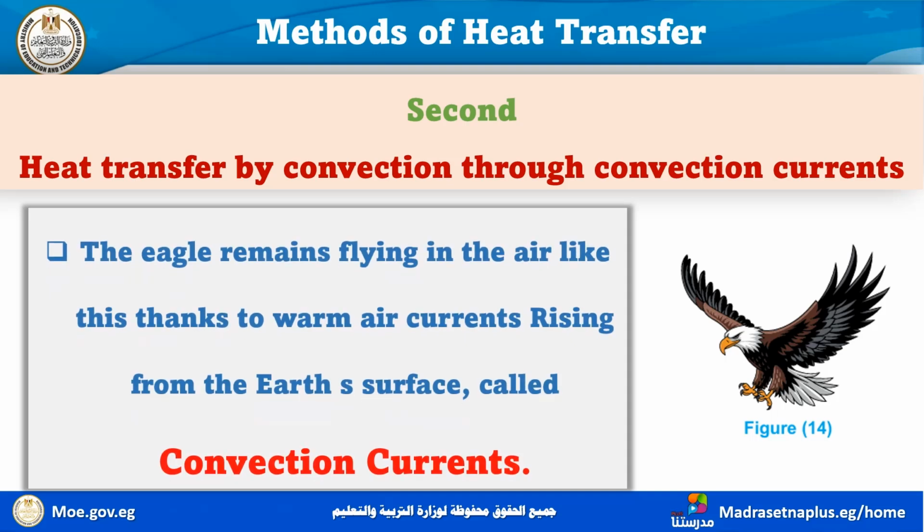wings? The eagle remains flying in the air like this thanks to warm air currents rising from the Earth's surface, called convection currents. So the convection currents, which are the warm air currents rising up from the Earth's surface, hold the eagle in the air and allow the eagle to fly. These currents are called convection currents.